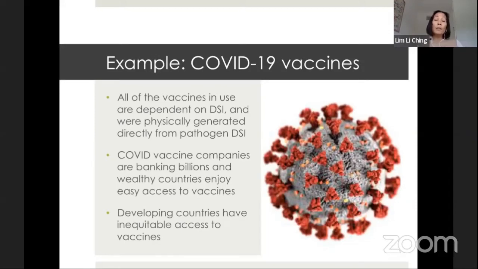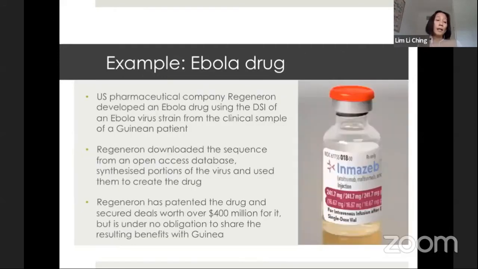However, because there have been no obligations for benefit sharing, what we've seen is a very inequitable situation where COVID vaccine companies are banking billions, and wealthy countries have been able to enjoy easy access to vaccines. But as we know, for many developing countries, there has been inequitable access to vaccines. And not only that, they also have to pay a lot of money to be able to procure and purchase these vaccines.